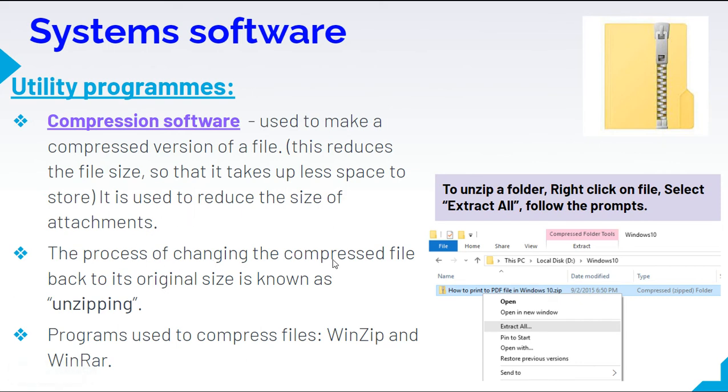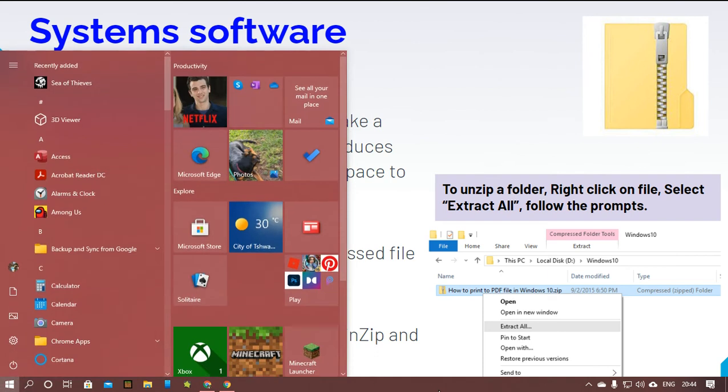The process of changing the compressed file back to its original size is known as unzipping. So when I compress something, I am zipping it. When I unzip it, I am changing the compressed file back to its original size. Some programs that could be used to compress files are WinZip and WinRAR.